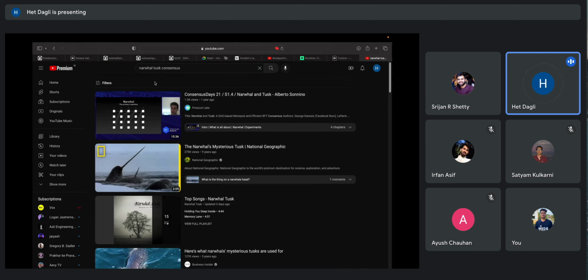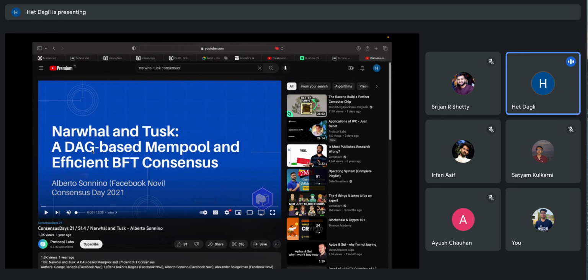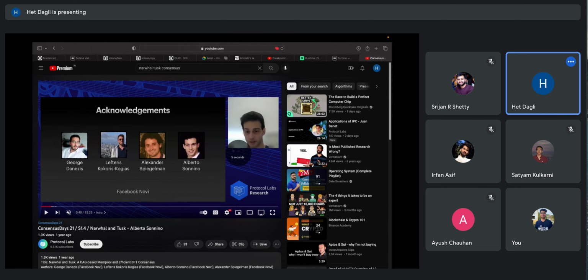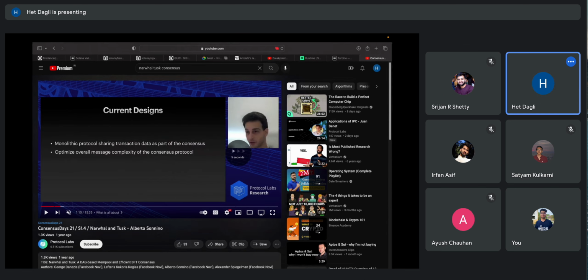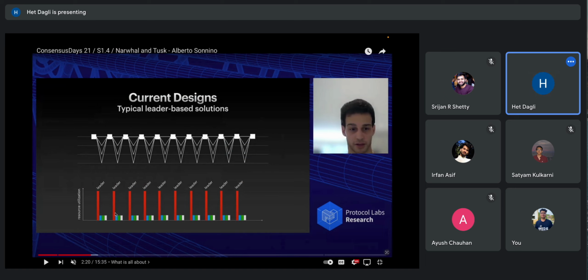Yeah, this one. So if I go over here, yeah, this was the graph I was talking about. If you see, this is slot one, slot two, slot three, and you can see that the leader's resource utilization is maximum, whereas the other validators are sitting idle, they don't have any.